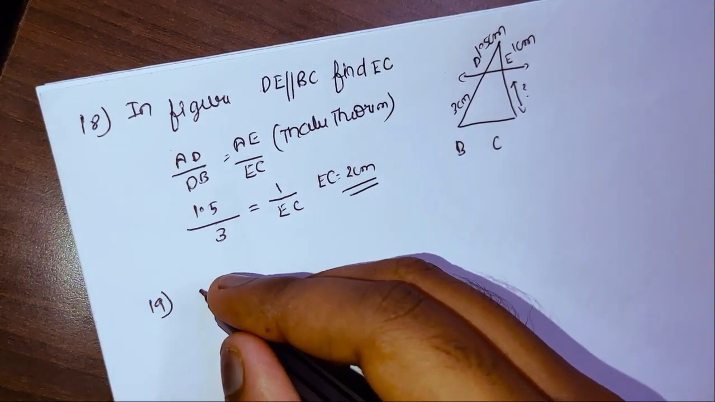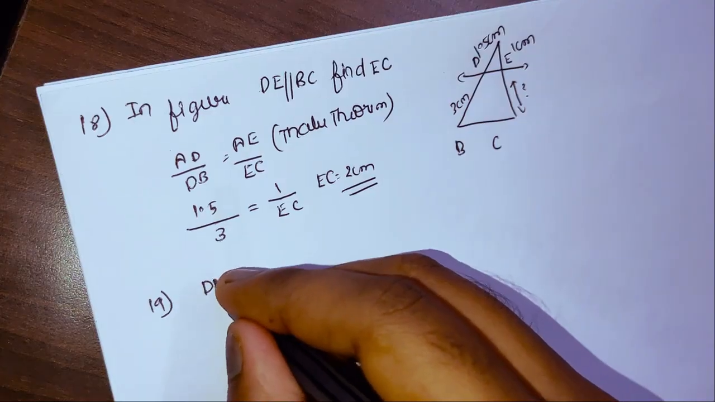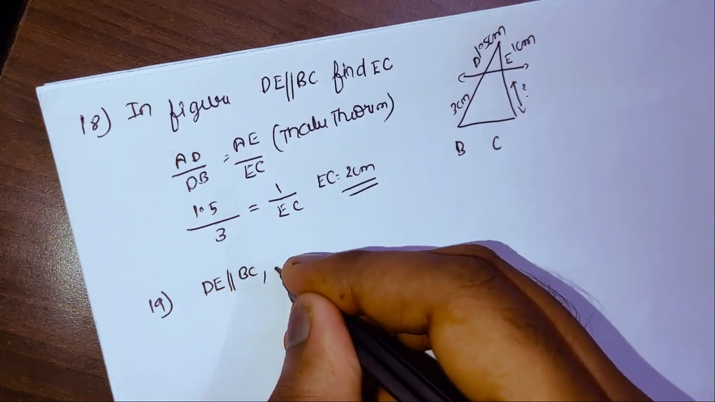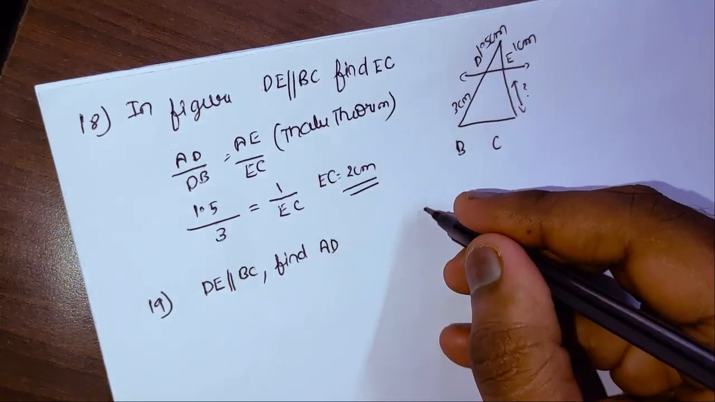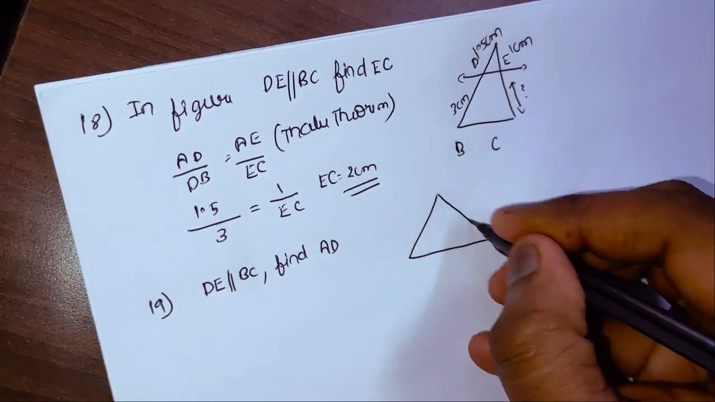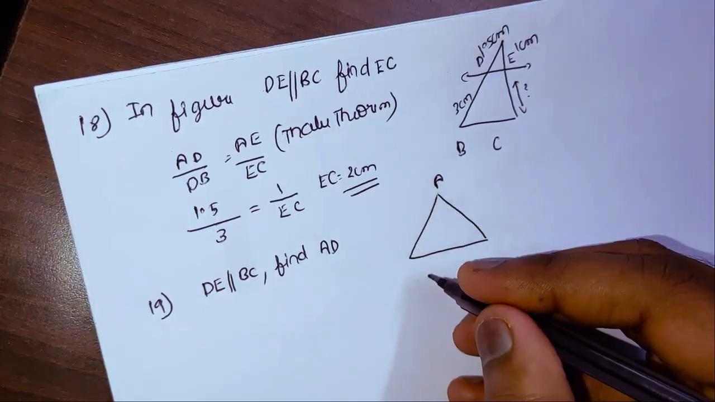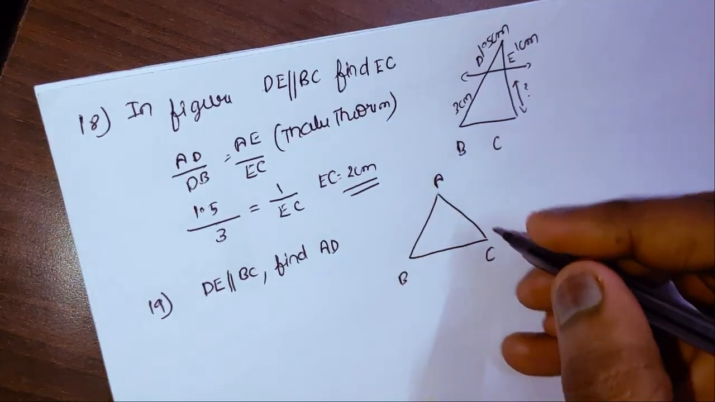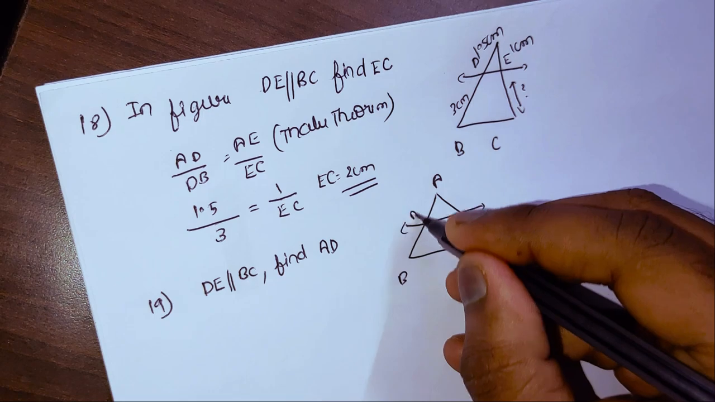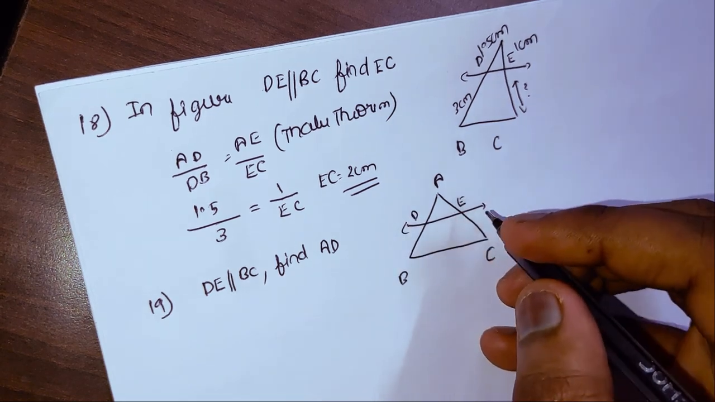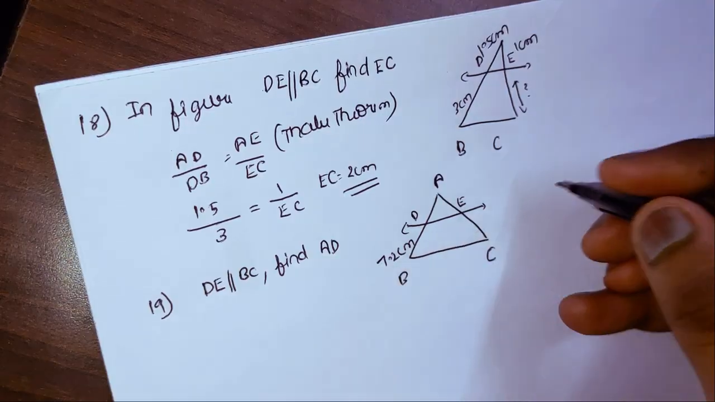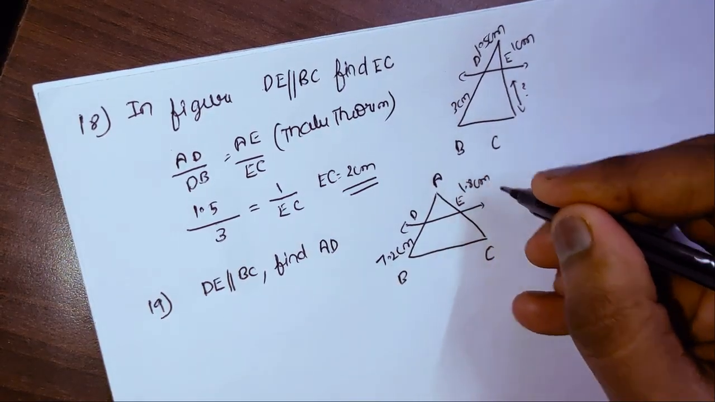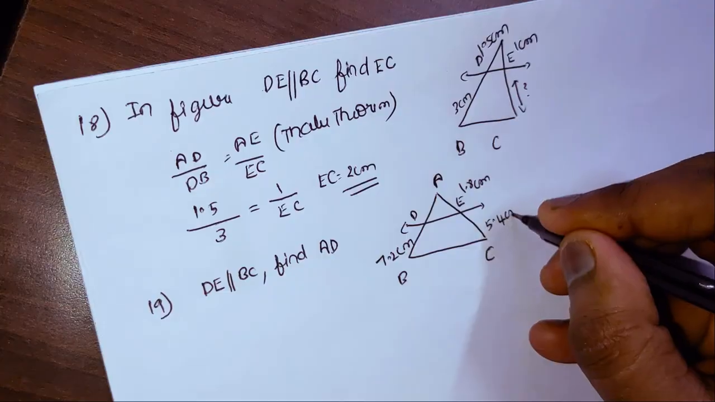Nineteenth question. One figure is given and DE is parallel to BC. Find AD. Similar kind of question. This is 7.2 centimeter. This is 1.8 centimeter. This is 5.4 centimeter.